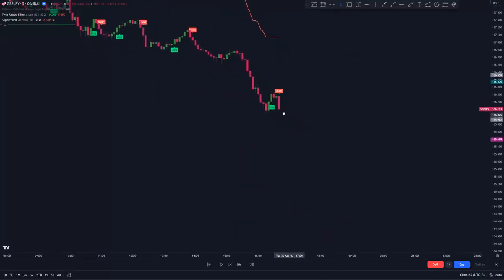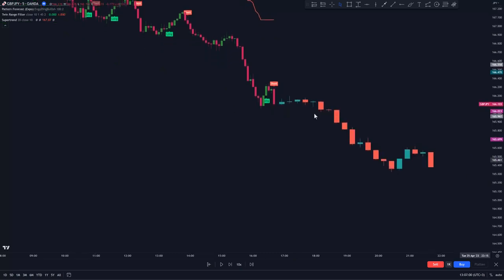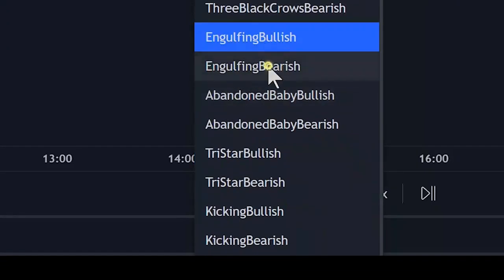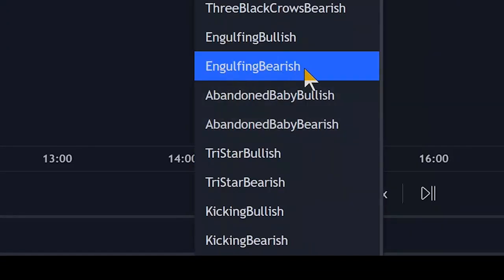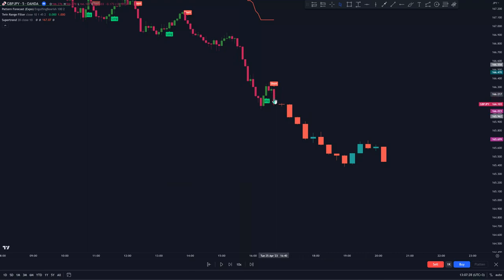Lastly, for our final confirmation, we're going to activate the pattern forecast indicator. And then we're going to access the input settings of this indicator to make sure that the bearish engulfing candle pattern is selected. This is what this indicator is predicting the price is going to do. Now, for this trade setup to be valid, the predicted price pattern needs to go beyond our take profit level without touching the stop loss.